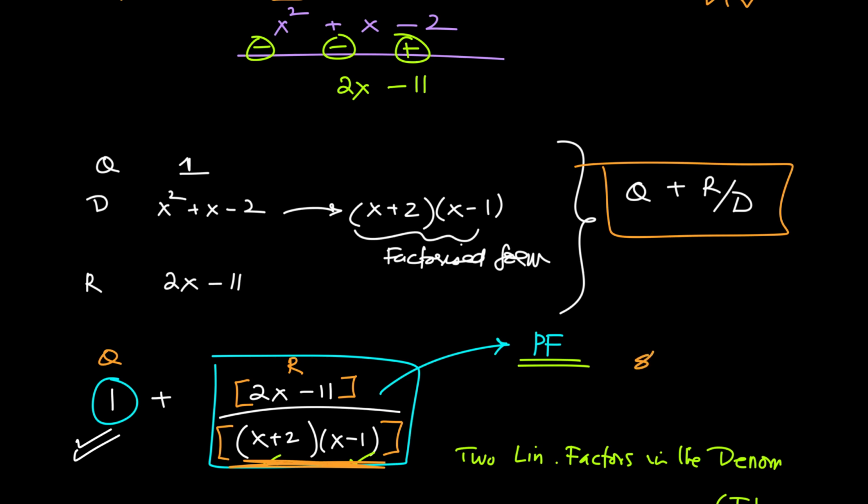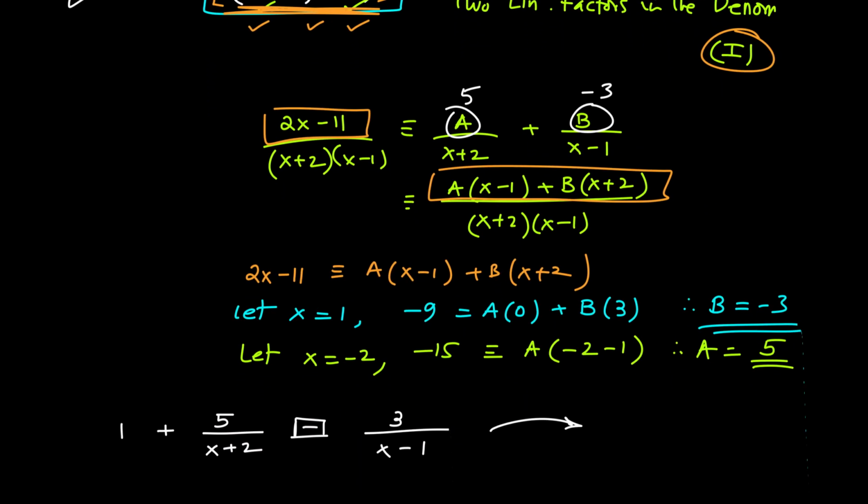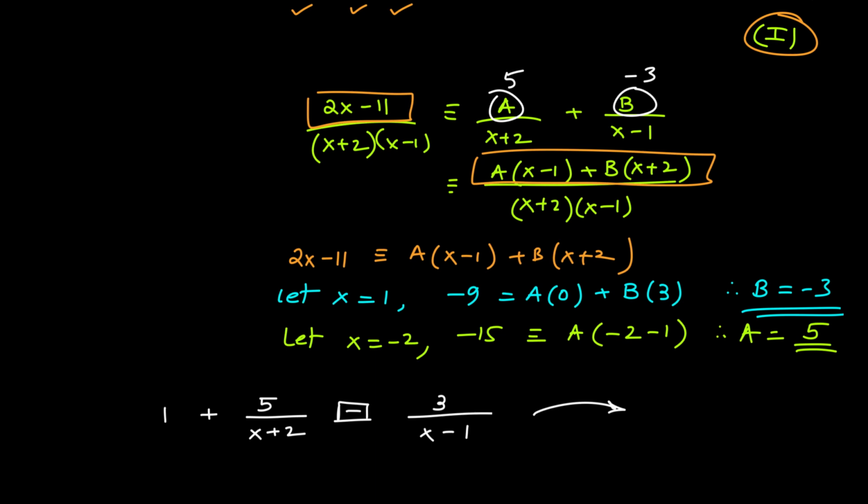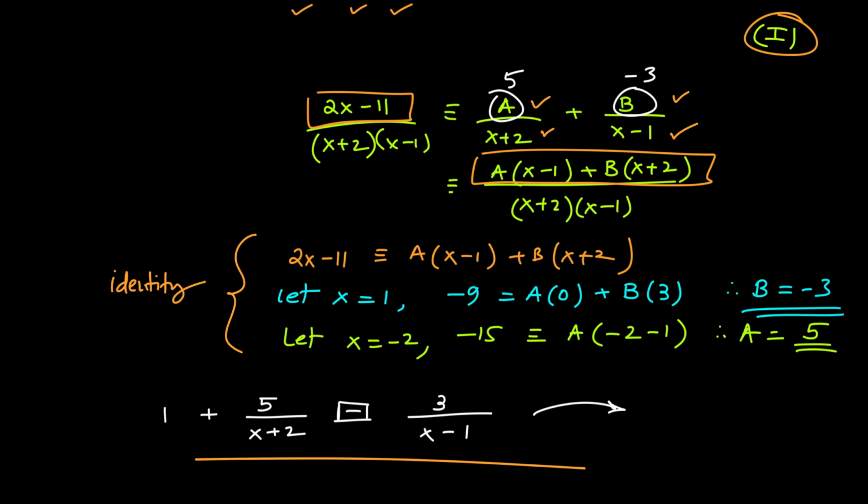That brings us to step number 3, which is about partial fractions. Decide on the case. Since it has two linear factors in the denominator, this is case number 1. How do we proceed? We write it like this: 2x minus 11 over the two linear factors. That is made up of a constant over the first factor, another constant over the other factor. Apply the concept of identity and solve for the unknown constants. Last but not the least, do not forget to write the final answer as partial fractions.